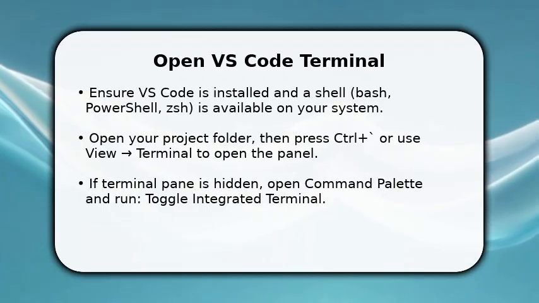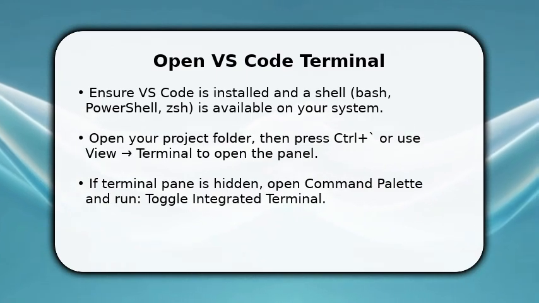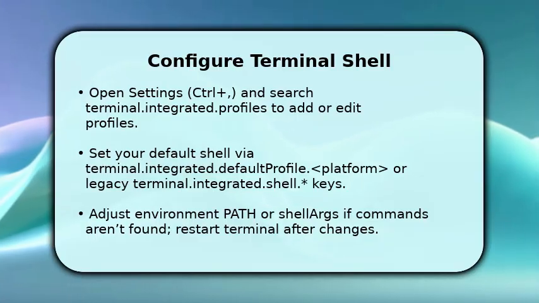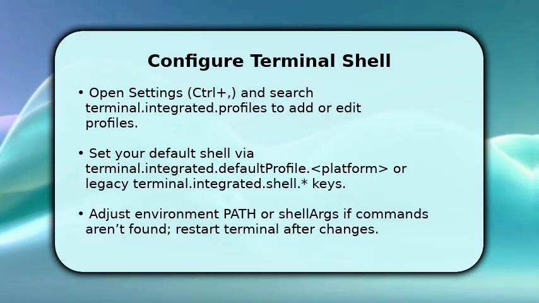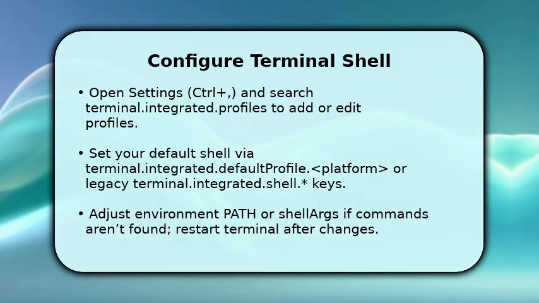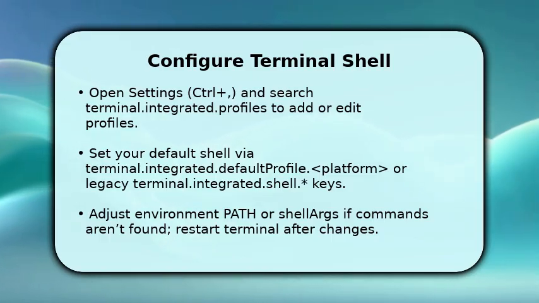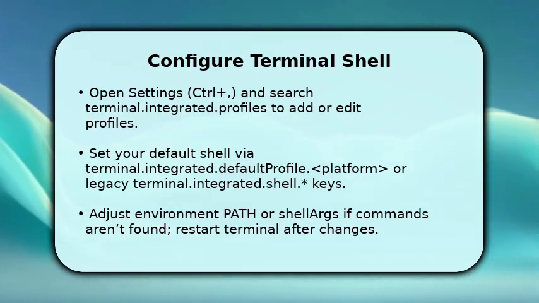bindings that follow. Now configure which shell you want by editing integrated terminal profiles in Settings. This lets you add Bash, PowerShell, WSL, or custom executables. Once you add a profile, set it as the default so new terminals open correctly. If binaries aren't found, update PATH or pass shell arguments to set login behavior. This ensures your environment matches an interactive shell. After changing settings, restart the integrated terminal so the new profile and environment variables take effect.